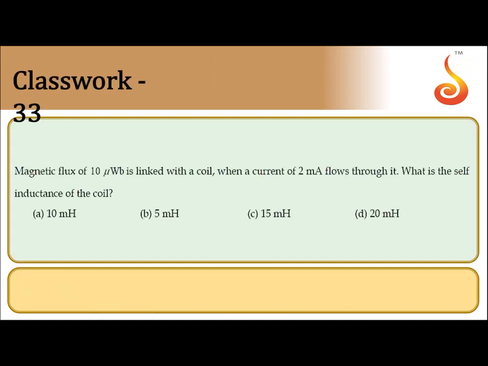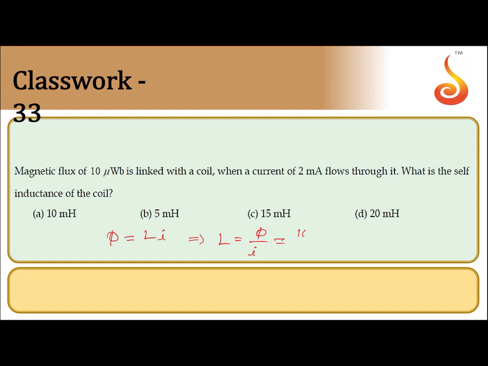So we shall move on to next one. Magnetic flux of 10 microweber is linked with a coil when a current of 2 milliampere flows through it. What is the self inductance of the coil? So we know that flux linked with the coil is L into I. So you need to find L. This implies L is equal to phi divided by I.